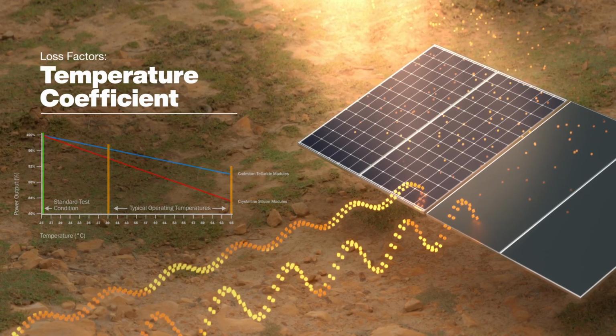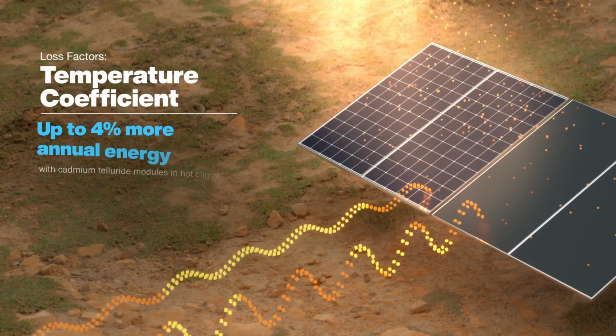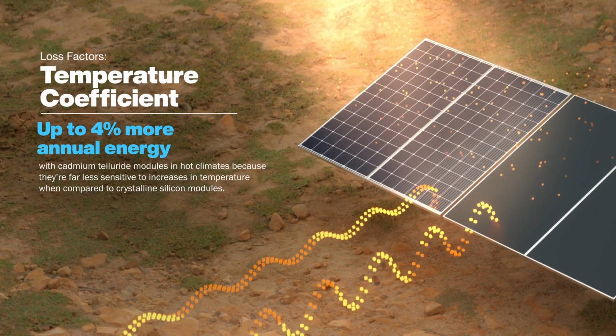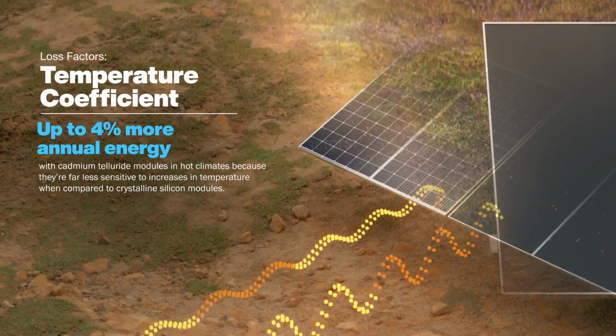CdTe modules, for example, can produce up to 4% more annual energy in hot climates because they're far less sensitive to increases in temperature when compared to crystalline silicon modules.